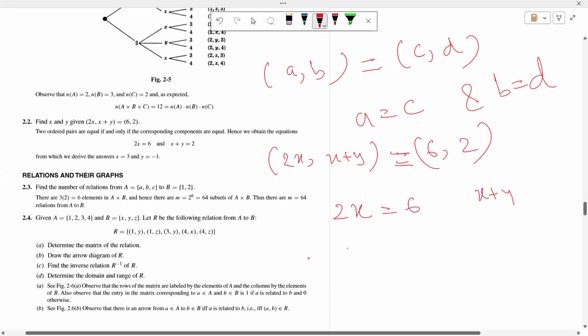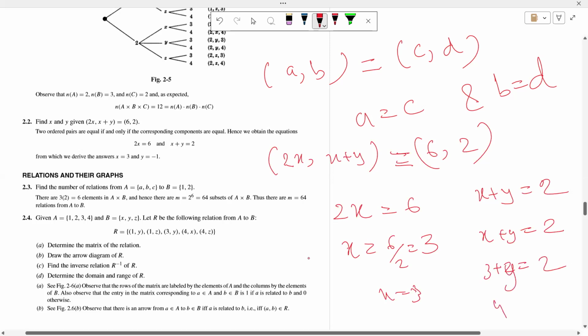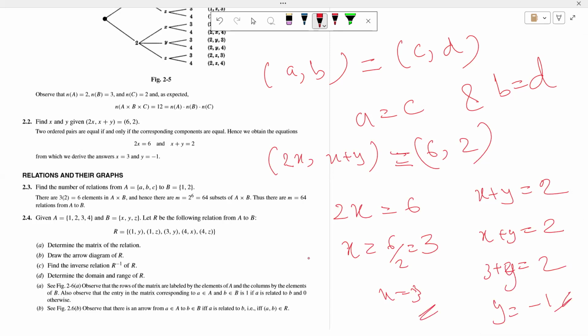Similarly, x plus y is equal to 2. So x is equal to 6 by 2, x is equal to 3. Then x plus y is equal to 2, and we know x is equal to 3. If I replace x here, 3 plus y is equal to 2, so y is equal to minus 1. This way we can find x and y. This type of question is also possible to be asked.